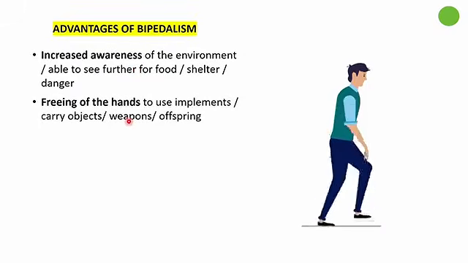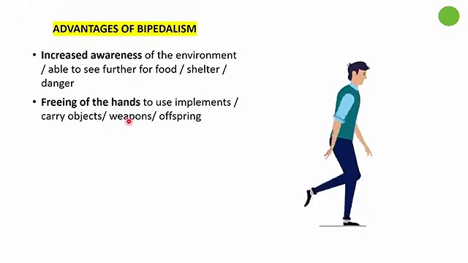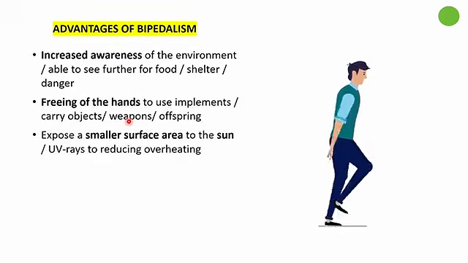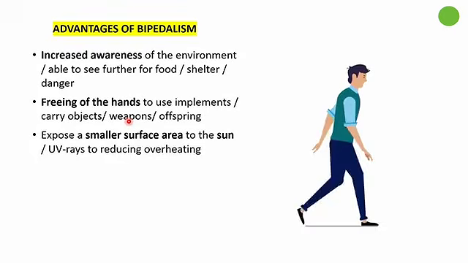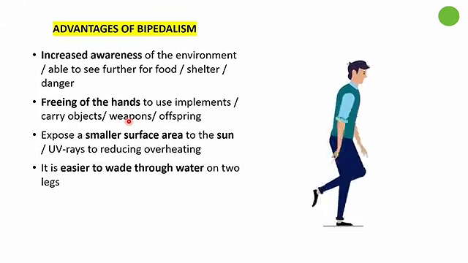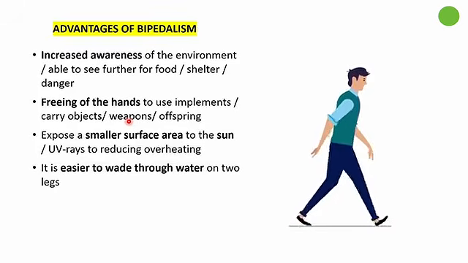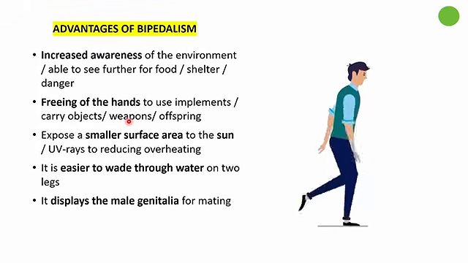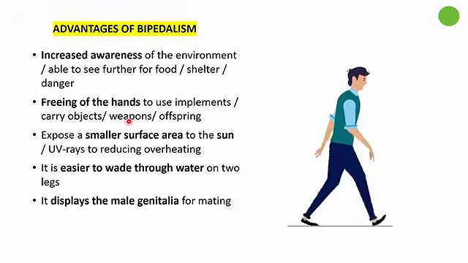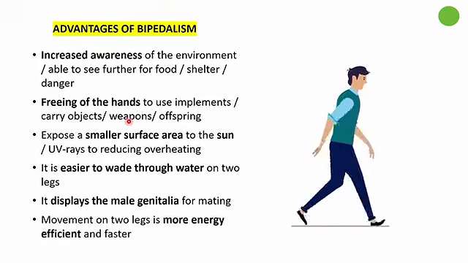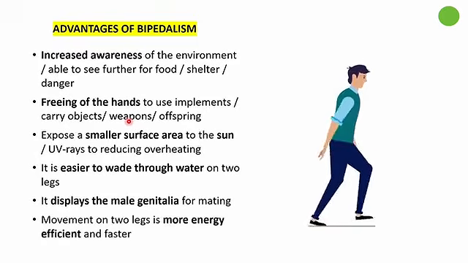All right. So our next one that we have is freeing of the hands. This obviously allows us to carry objects and weapons and all of that. Exposure of surface area to the sun will be reduced, so less overheating over vast distances, and it will be easier to wade through water on two legs as opposed to having four legs. Okay, for reproduction purposes, the male will be able to display their genitalia during mating, and we will have a more energy efficient way of transporting.